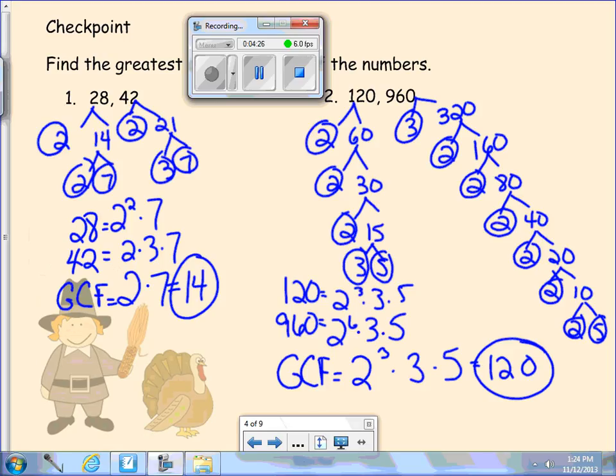Okay, you'll notice, again, I did the prime factorization for 28 and 42. I checked to make sure that they were correct. Then the GCF, the greatest common factor, was 2 times 7, which is equal to 14. The GCF of those two numbers is 14. I did the same in number 2. I did a factor tree for each one, checked my totals to make sure that they were correct, found the greatest common factors, multiplied them, and the greatest common factor of those two numbers is 120.